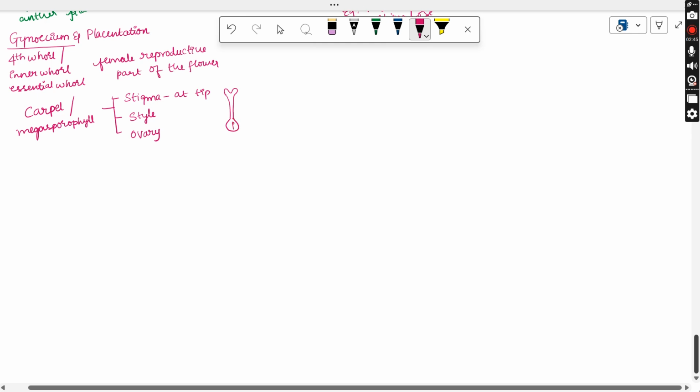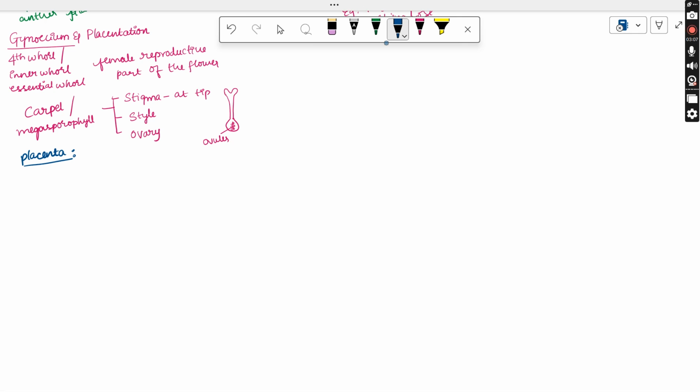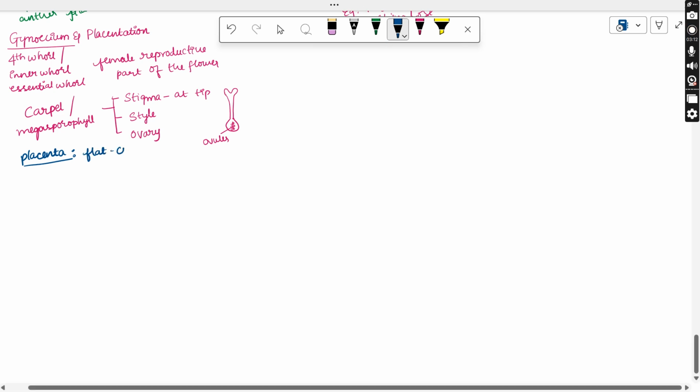And the ovary is the important part where it contains the ovules. The ovules actually contain the egg cell. Now, what is placentation? As we are seeing, we have different types of placentations here, meaning how these ovules are attached in the ovary. So that is called placentation. Now, the placenta is a flat cushion-type structure, and to this the ovules are attached.